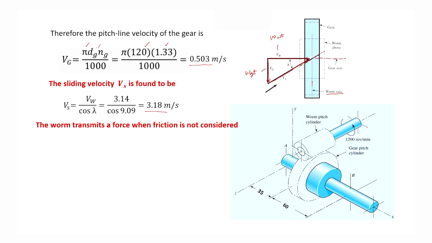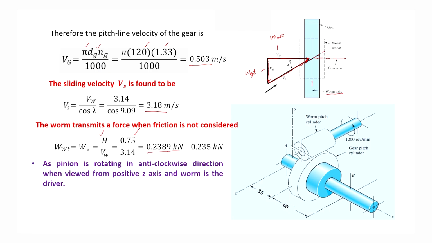Now, knowing the pitch line velocity of the worm, we can find the transmitted force. The transmitted force by the worm is given by H, the power which is to be transmitted, divided by the pitch line velocity of the worm. The power which is to be transmitted is 0.75 kilowatt, divided by the pitch line velocity of the worm, which provides us the transmitted force by the worm equal to 0.2389 kilonewton.